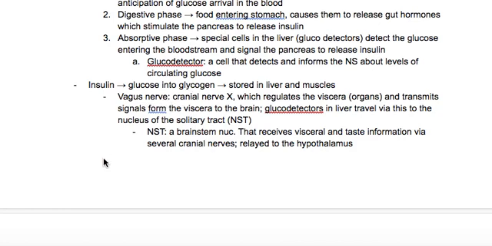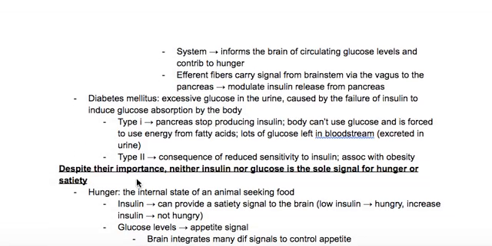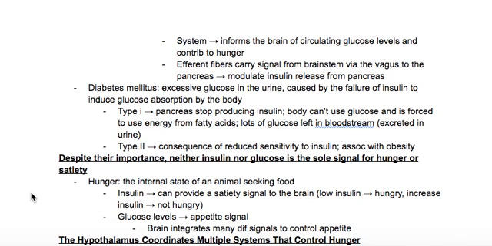The vagus nerve is cranial nerve 10, which regulates the viscera and transmits signals from the viscera to the brain. Glucodetectors in the liver travel via this nerve to the nucleus of the solitary tract, or the NST, which is just a brainstem nucleus. This system informs the brain about circulating glucose levels and contributes to hunger. Efferent fibers carry signals from the brain via the vagus nerve to the pancreas, where it modulates the insulin released from the pancreas.